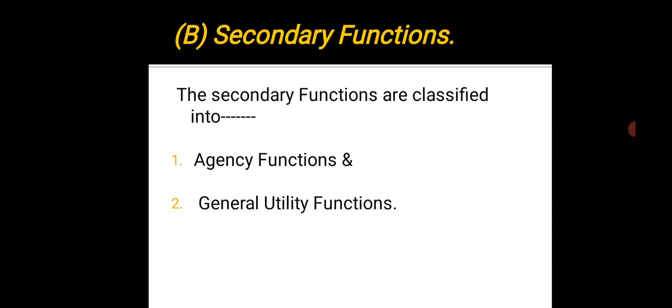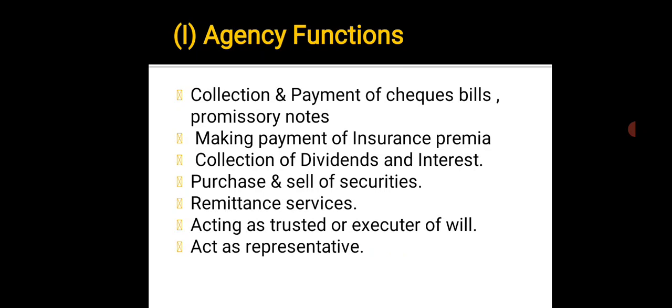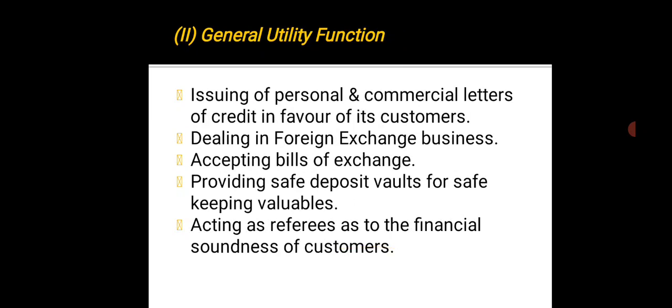These agency functions are: collection and payment of checks, bills, promissory notes. Second, making payment of insurance premium, subscriptions to societies and clubs, rent, fees, etc. Third, collection of dividends and interest. Fourth, purchase and sale of securities. Fifth, transfer of funds from one bank to another bank, from one place to another place, and from one person to another person. Sixth is acting as a trustee or executor of will. Seventh is acting as a representative.